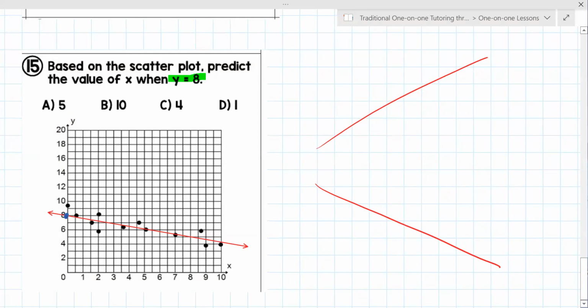So we're kind of already on it. You got to just go straight down. What's the X value there? The 8 is the Y value. What about the X value? There is none. Well, it's 0.